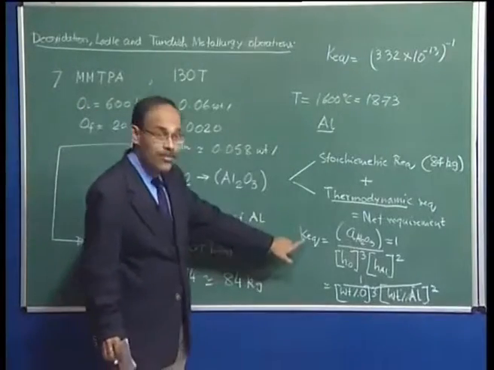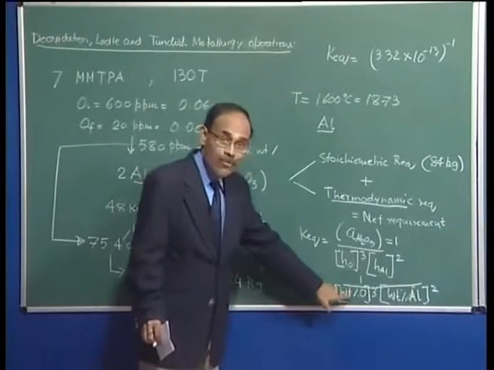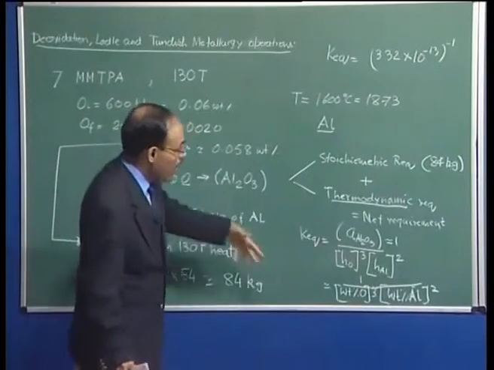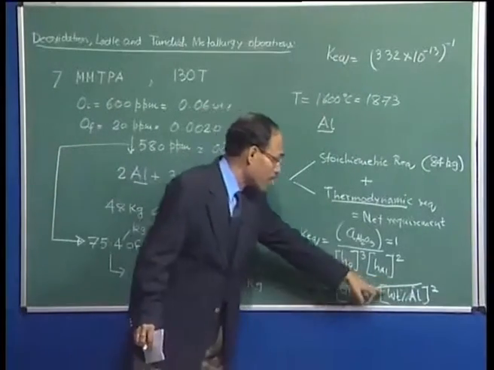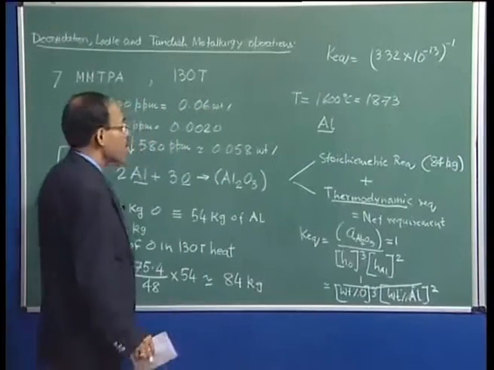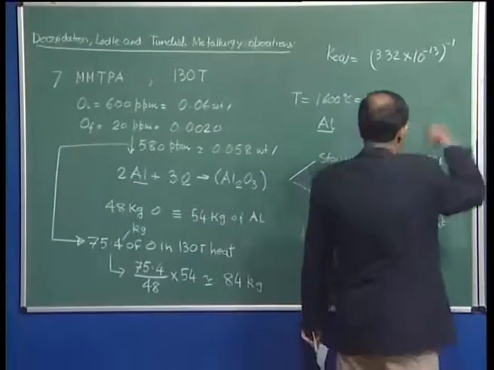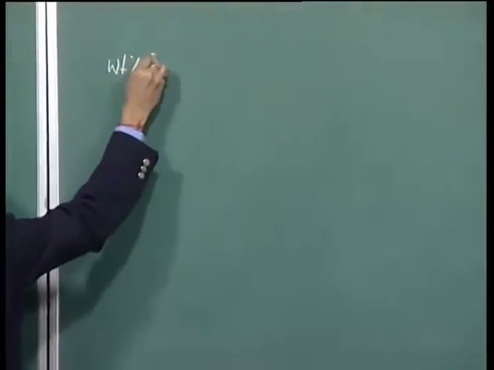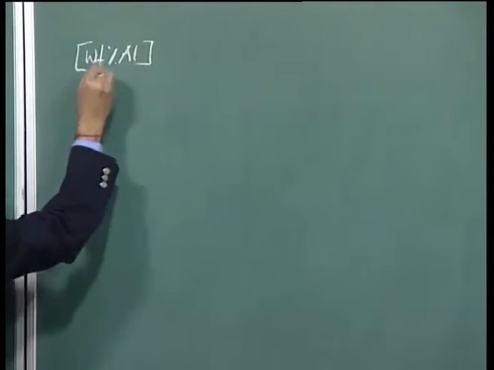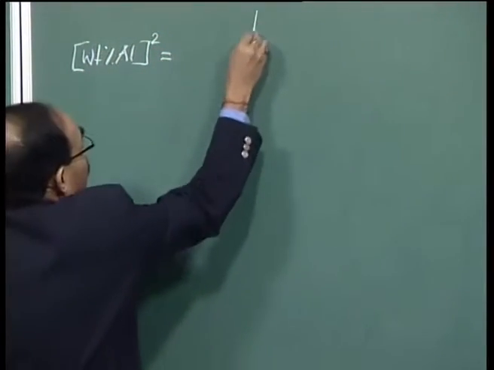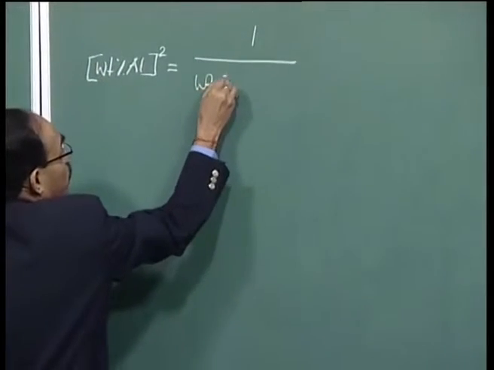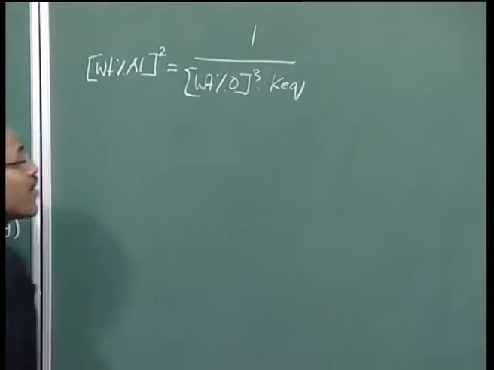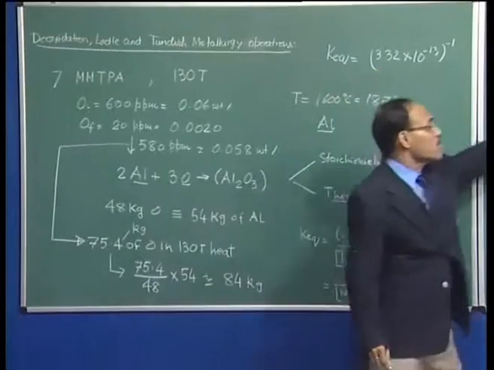So, if I substitute the value of K equilibrium, what is the final level of oxygen? That is already given to us, which is equal to 0.002, and then from this particular equation we should be able to find out the weight percentage of aluminum. Now I go to the other side, and by substituting the value, I can say that weight percentage of aluminum squared is going to be equal to 1 by weight percentage of oxygen cubed into K equilibrium. So, now I substitute the value of K equilibrium into this expression.